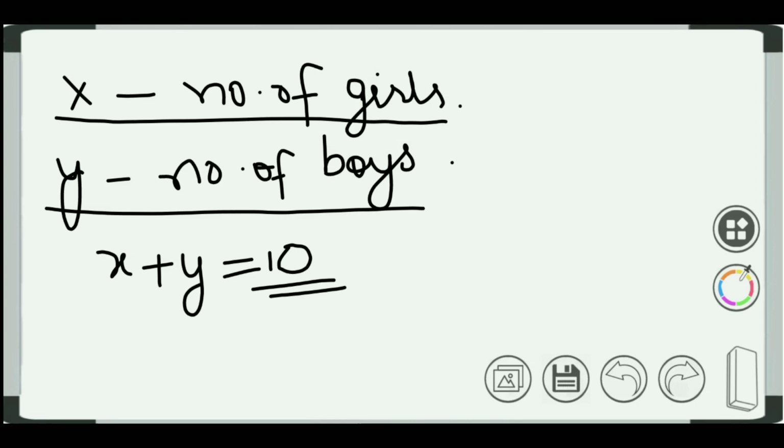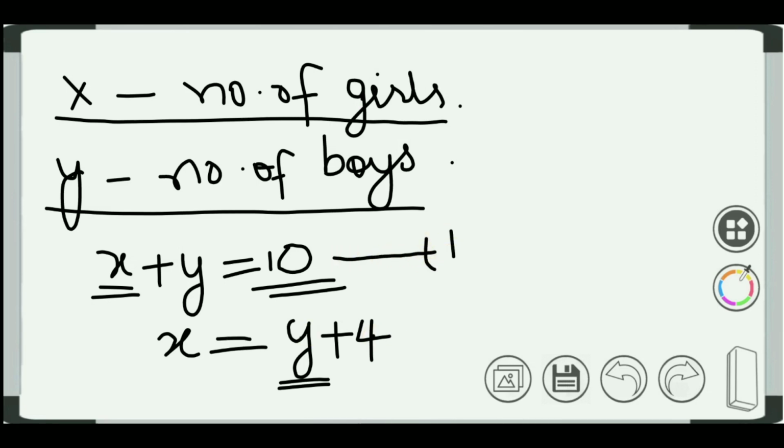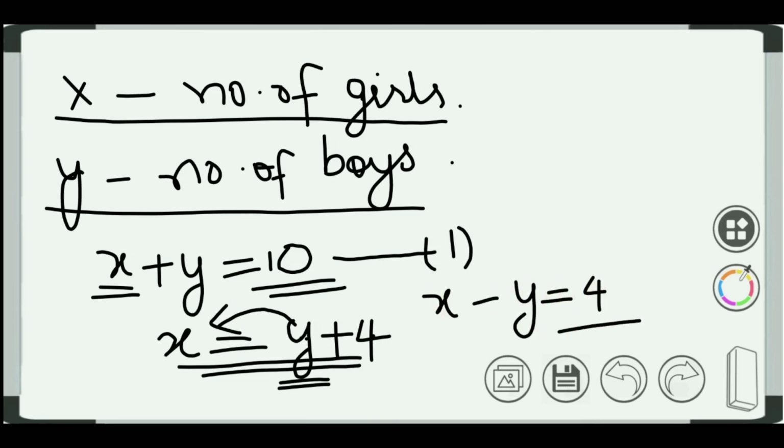One more piece of information is also given in the question. What? Number of girls is 4 more than the number of boys. So what is the number of girls? X. Number of boys is y. So x is 4 more than y. Okay, so this is your equation 1. I can write this equation properly. I can take this y this side, so plus y will become minus y. So I can write x minus y is equal to 4. So this is your equation 2.